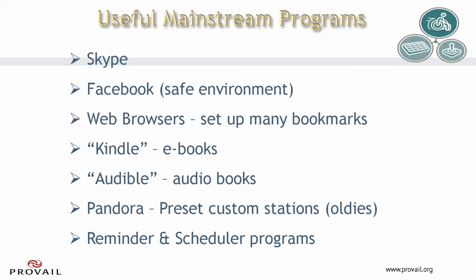The Kindle ebook platform allows for easy access to a wide variety of books. Audible audiobooks again allows access to books, and the user does not have to be able to read them. Pandora allows for preset custom radio stations. And reminder and scheduler programs help to improve issues related to organization.